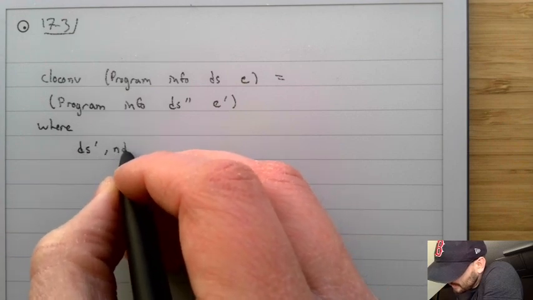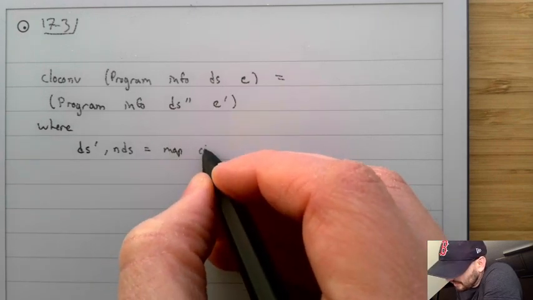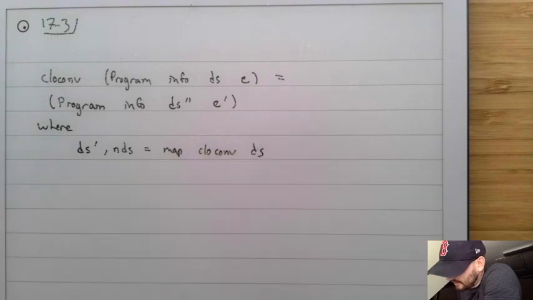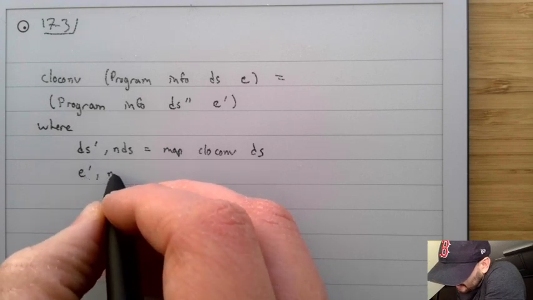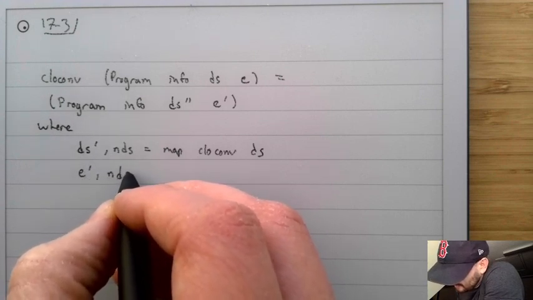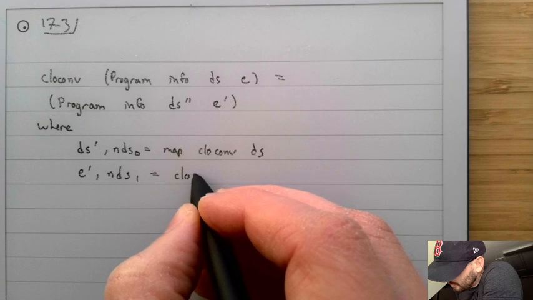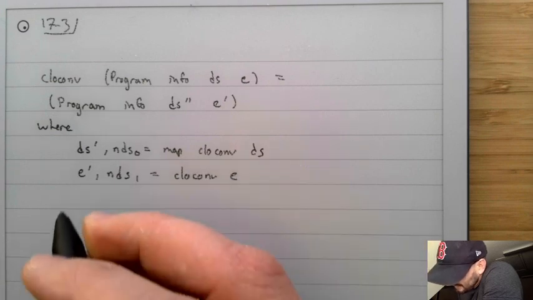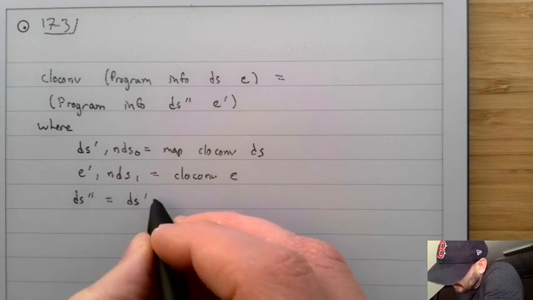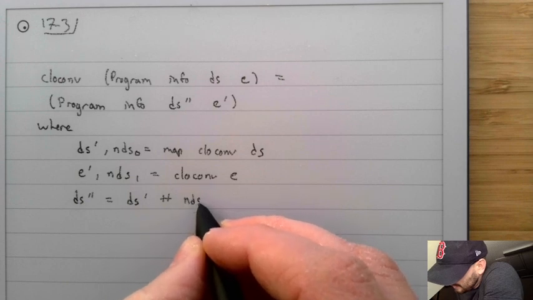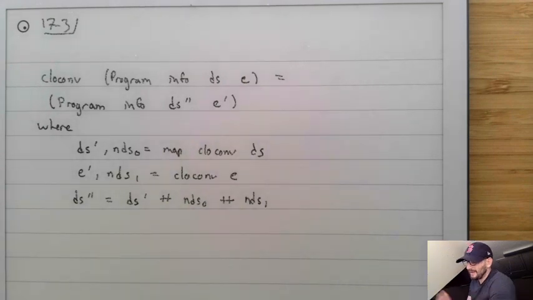and the new definitions is equal to mapping closure convert over the definitions, and then E prime and the new definitions, let's call this new definition 0 and new definitions 1, is what we get by calling closure convert on E. And then the definitions prime prime is just equal to the normal definitions, combined with the new definition 0, combined with the new definitions 1. Now we got them all, we collect them all.